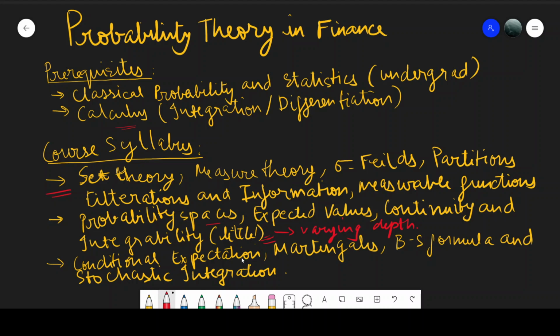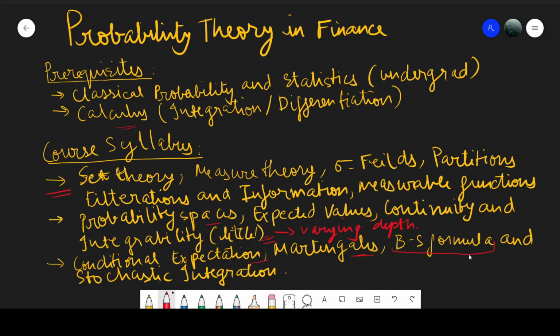Then I'm going to move on to conditional expectation and martingales. I'll try to deal with martingales at a very strong and deep level because martingales are very often asked about in interviews. If you've done your financial engineering or mathematical finance and you apply for an interview at a bank, they will ask you a lot of questions about martingales and the theory behind them. And then I'm going to derive the Black-Scholes formula, all right?